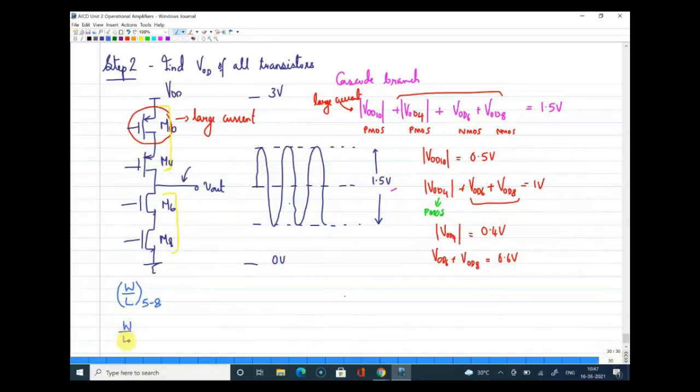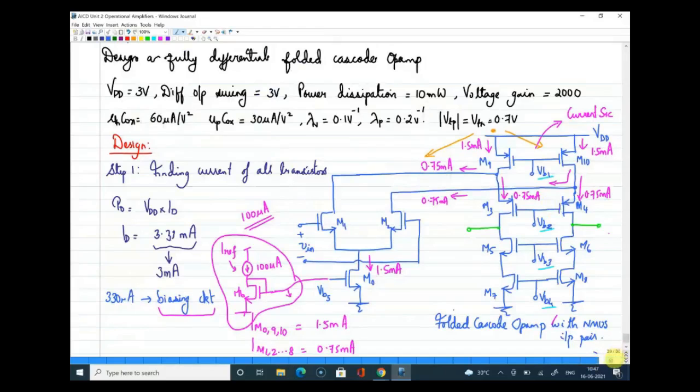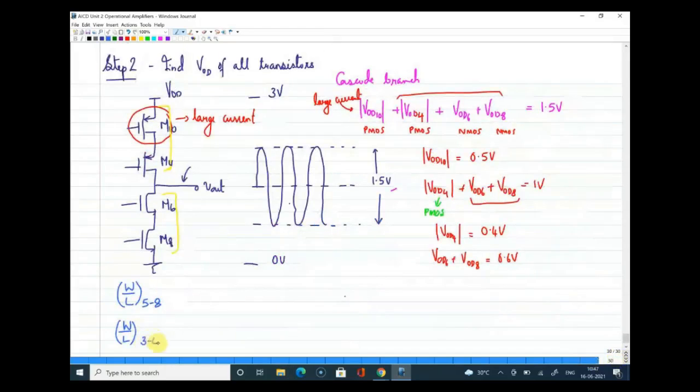Similarly, I can find the size of the cascode of the input pair, which is 3 and 4. So I can find the size of the cascode of input transistors 3 and 4. And one more, I can also find the size of the current source transistors on the top, which is W by L of 9 and 10. So can you quickly tell me the aspect ratio for all these transistors?